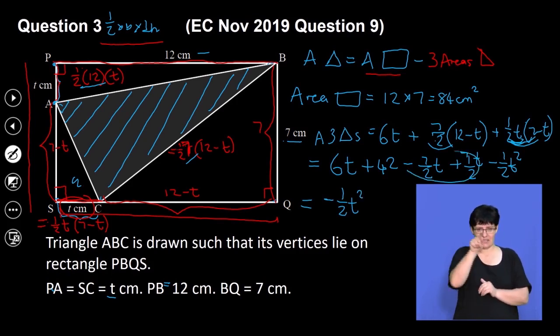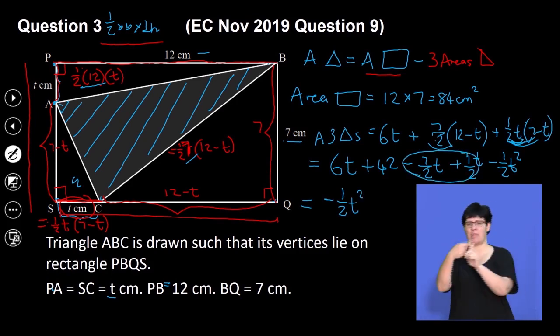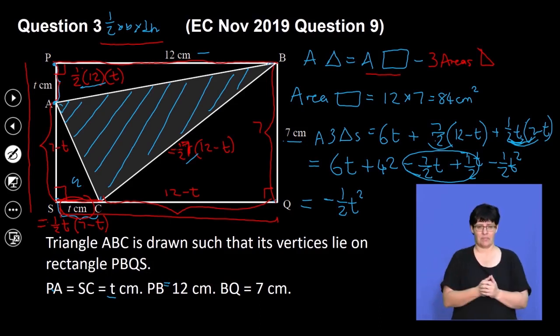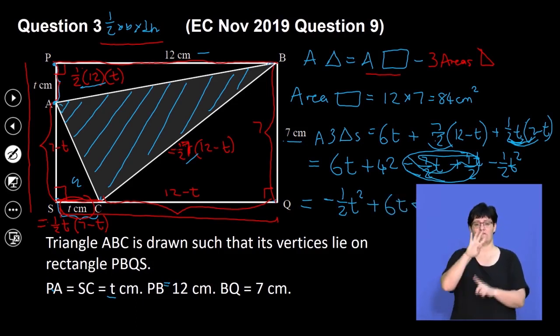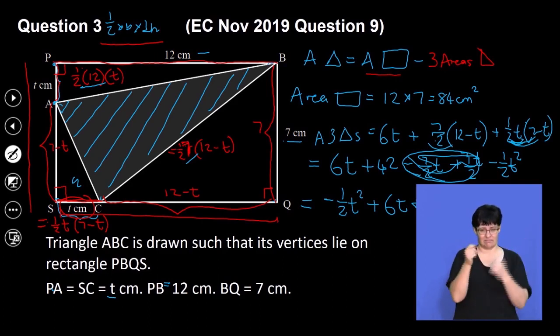These two t terms actually cancel each other out. So I have minus 7 over 2 t's plus 7 over 2 t's, which obviously gives me 0t, so those disappear. And I'm left with my plus 6t and my plus 42. Okay, I'm going to go on to the next page, do the last bit of the sum.